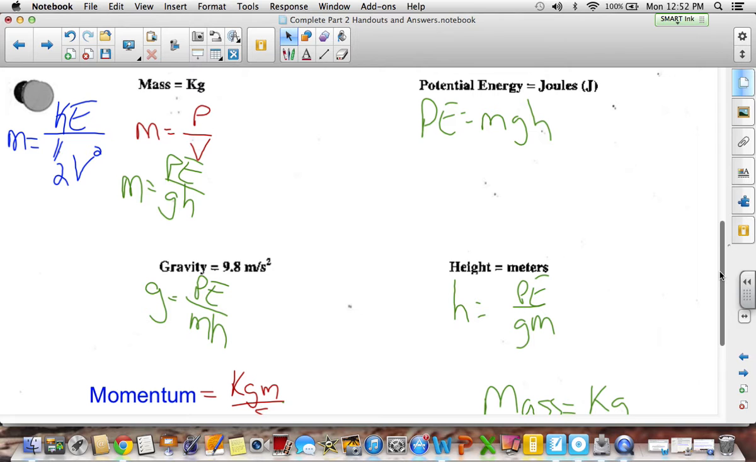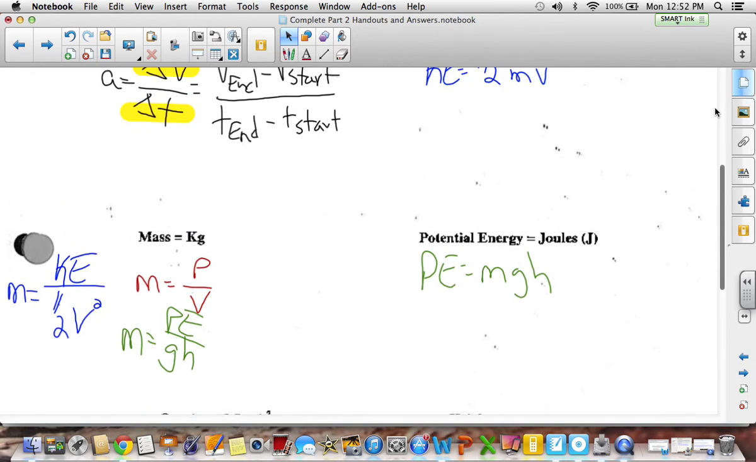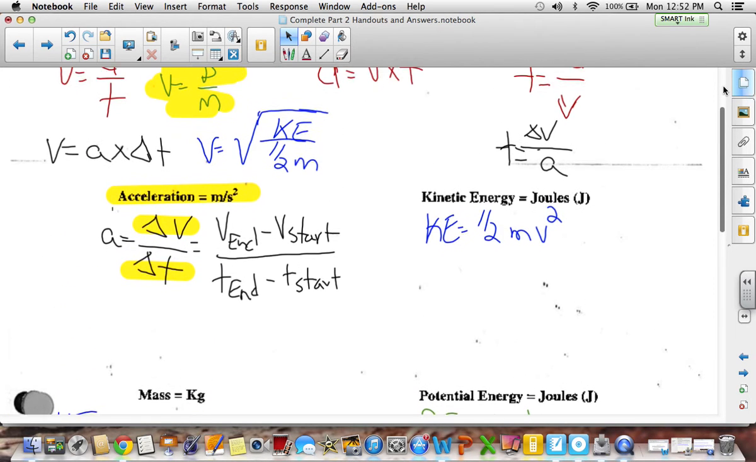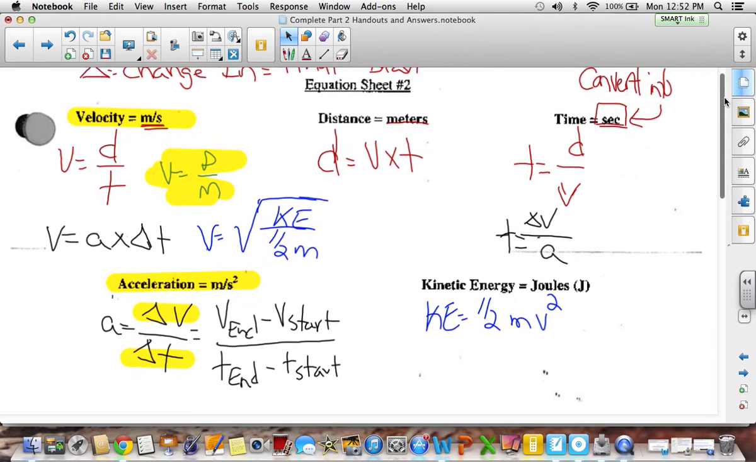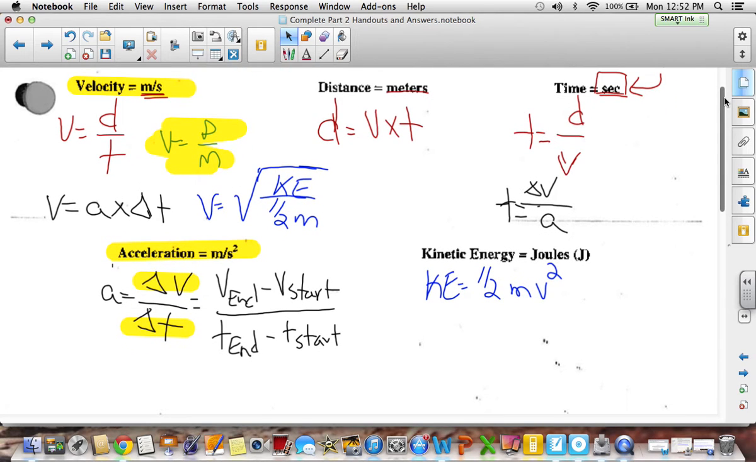And don't forget about the equation for velocity, which is a really important one. Velocity equals the square root of the kinetic energy divided by 1/2 the mass. So the order of operations is: take the kinetic energy divided by 1/2 the mass, hit equals, and then square root that number. That would be the velocity of the object.